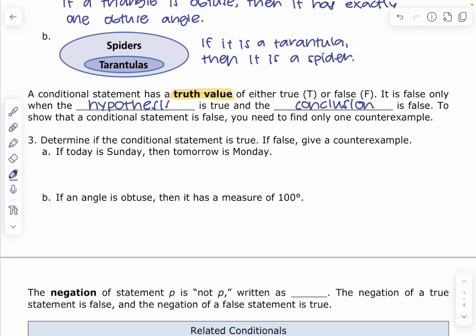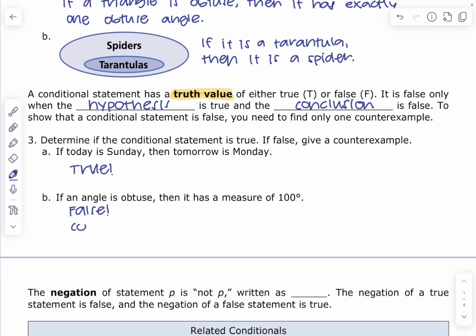If today is Sunday, then tomorrow is Monday. That's true, right? If today were Sunday, then tomorrow would have to be Monday. Sounds true. We don't have to do anything about it. B says, if an angle is obtuse, then it has a measure of 100 degrees. Remember, an obtuse angle is between 90 and 180 degrees. But it doesn't have to be exactly 100. So this would be false.